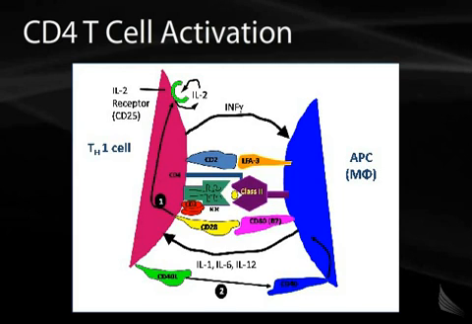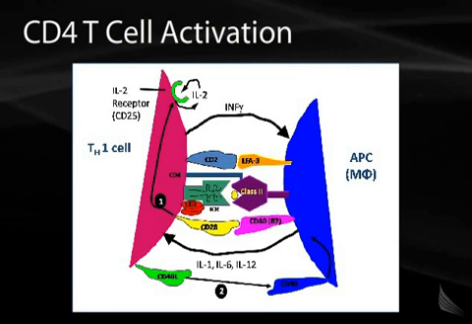At the same time, it's expressing CD40 ligands, just like the last time we saw, that will bind to the CD40 ligand, or excuse me, the CD40 on the surface of the APC. So CD40 ligand on the T cell, CD40 on the APC will then activate the APC, in this case the macrophage, so that it enhances phagocytic abilities.